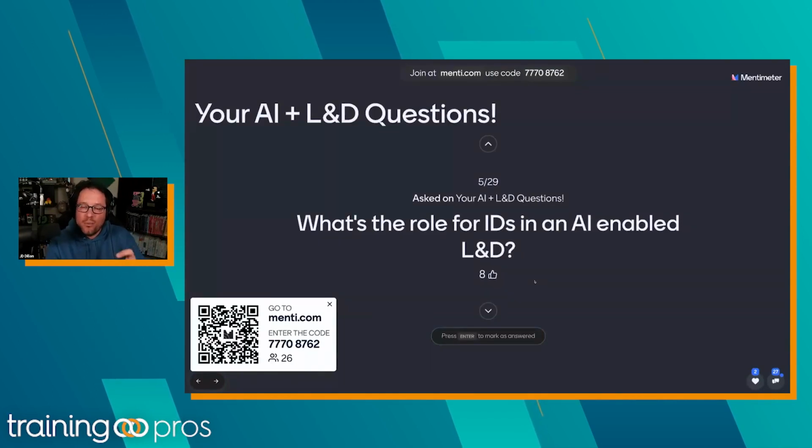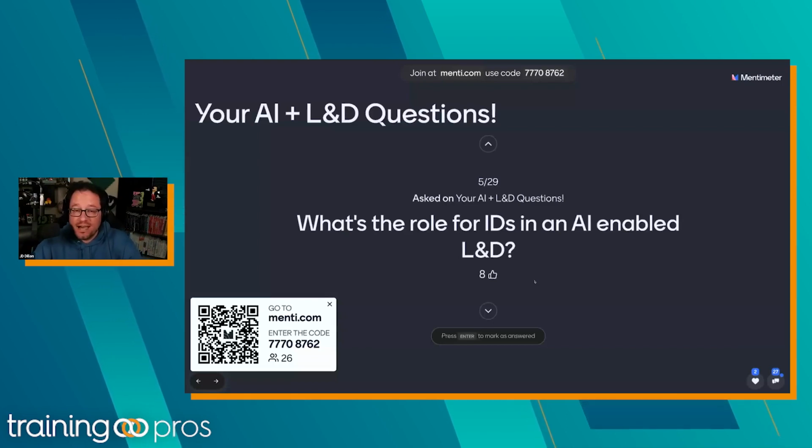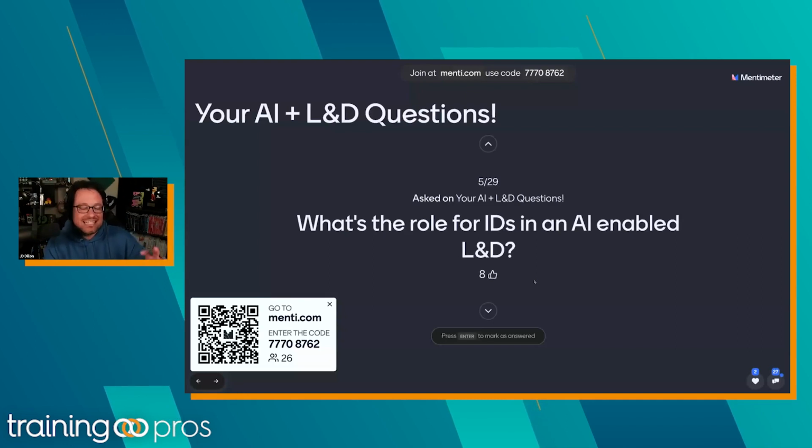So it's less about always building, and it's more about understanding what the need is, what the problem is, how it relates to performance, and then activating the right solution. That could mean we design a solution and build content. It could mean finding the right subject matter expert or champion and activating and enabling them to share what they know to help solve the problem.